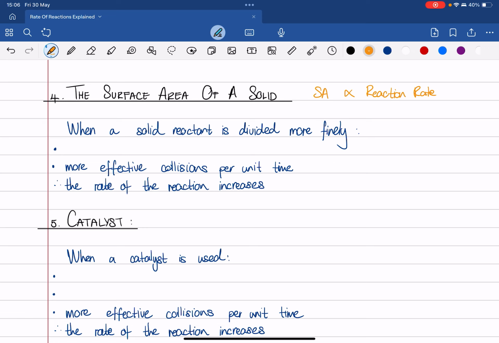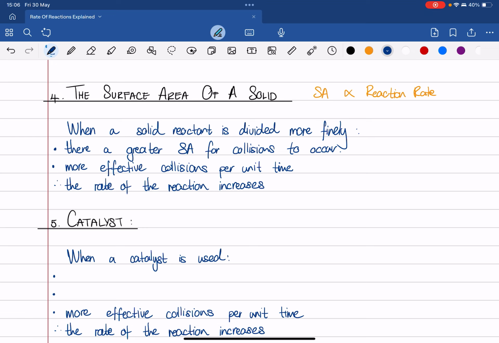So how do we explain this to the examiner? So when a solid reactant is divided more finely, what happens? There is a greater surface area, SA there stands for surface area, for collisions to occur, right? And because there's a greater surface for collisions to occur, you will therefore have more effective collisions per unit time, and therefore the rate of the reaction will also increase.